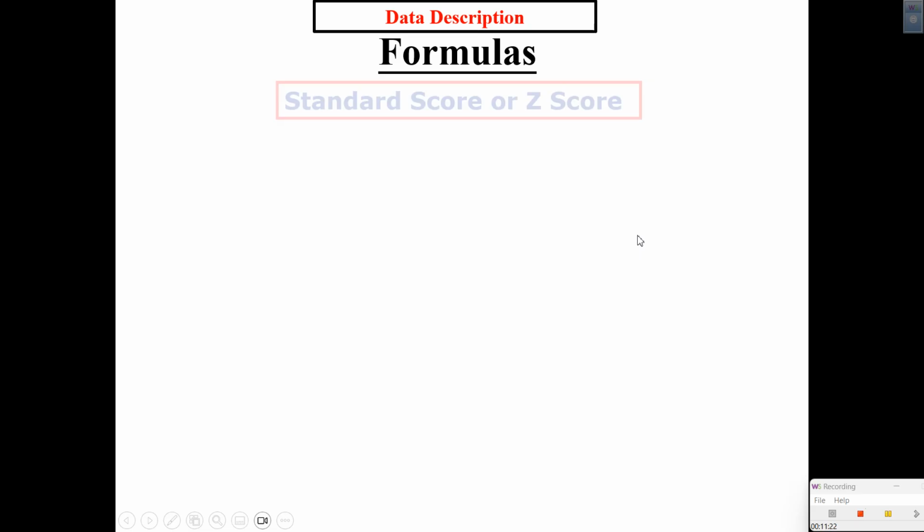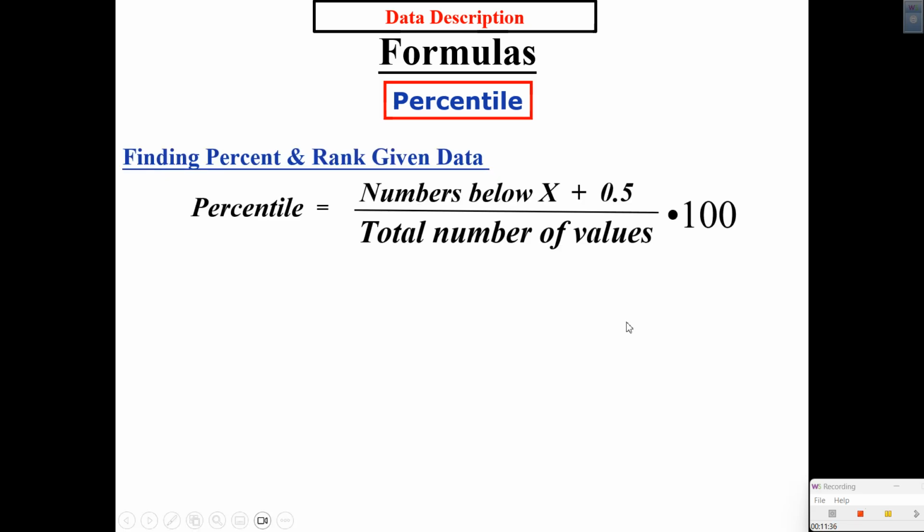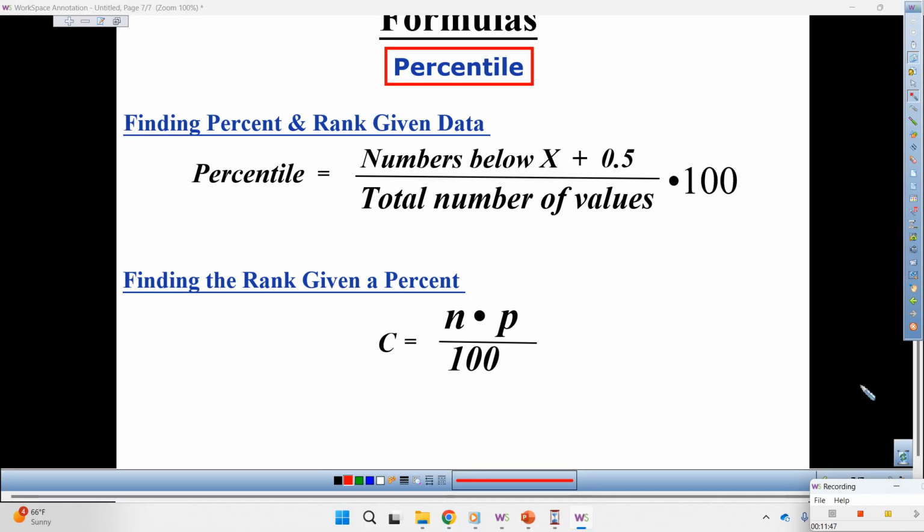Oh, we're done with these. Let's go now to percentile. So write on your formulas, go to the end of your notebook if you want, write percentile. And here are your two formulas for today. The first one is to find the percent and rank for given data. Here's the formula. And the second one is to find the rank given a percent. And here's your formula. Write those down, please. I'll give you some time. Go.